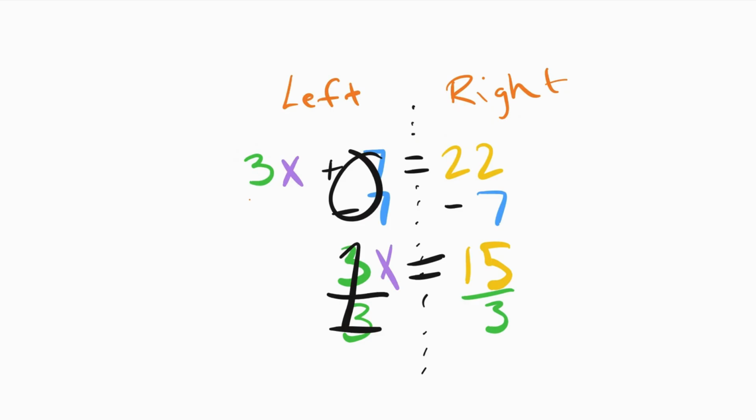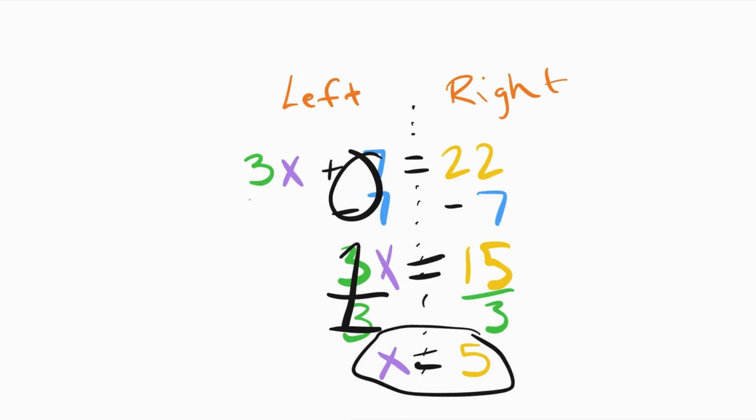Now the left side is x, because 1 times x just gets us x. And the right side is 15 divided by 3, and 15 divided by 3 is 5. So x is equal to 5.